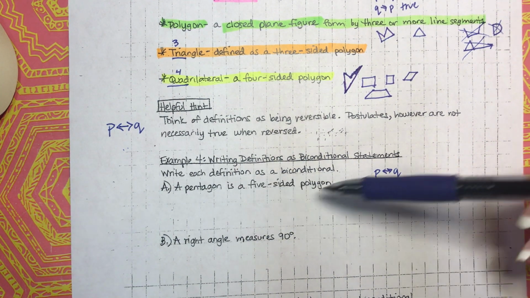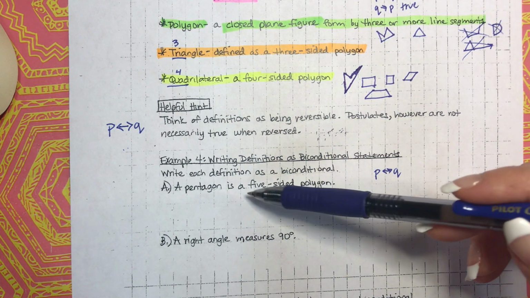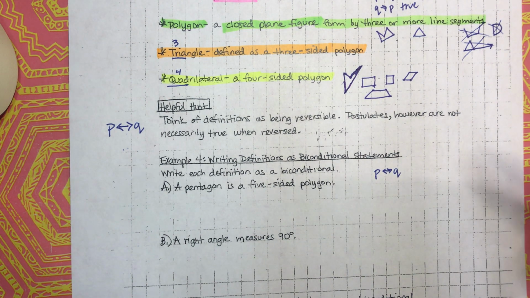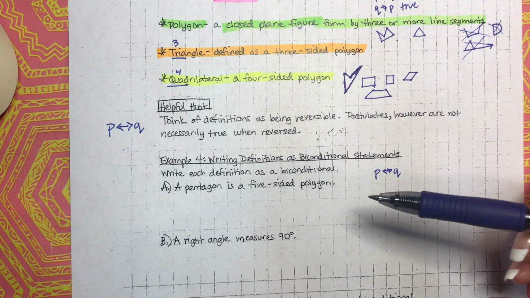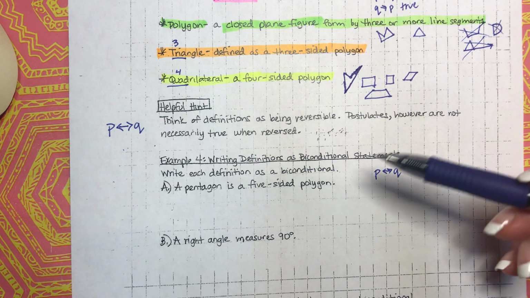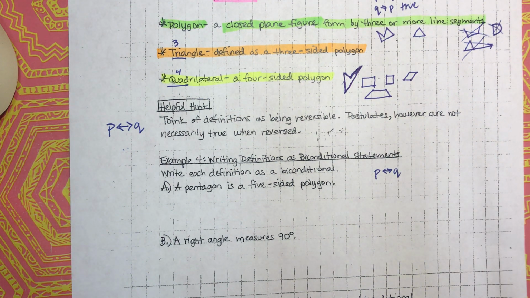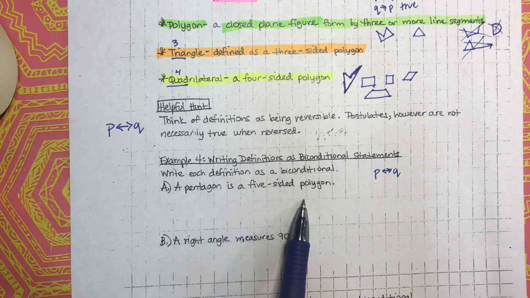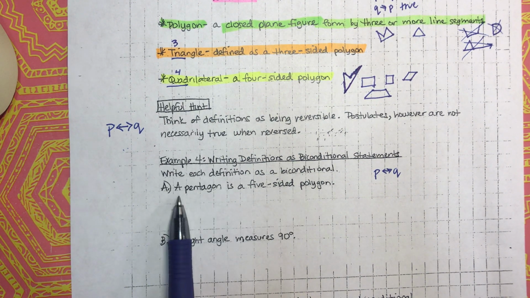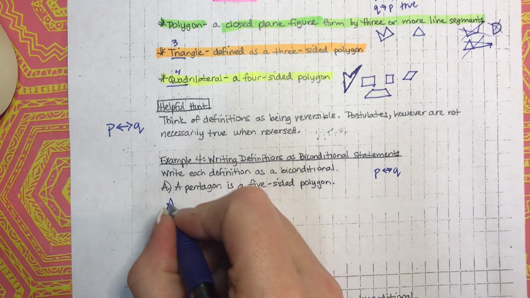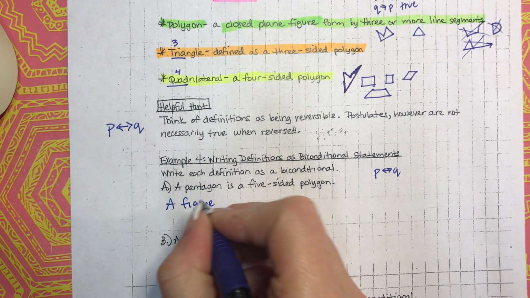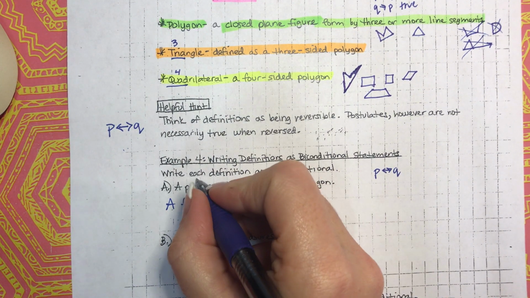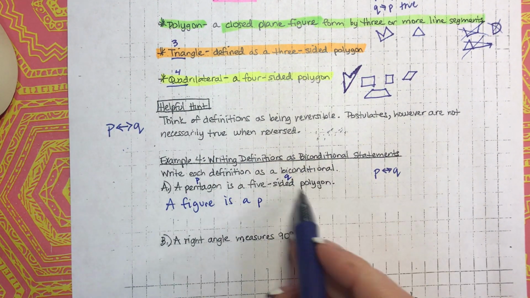So it's hard to make that into a sentence, right? So we have to figure out what the word is. And you just kind of have to do these, and then you see the pattern and you kind of get used to it. So what we're talking about here is we're talking about a figure. So what we would say is a figure is a pentagon. So that's going to be our hypothesis, and this is going to be our conclusion.